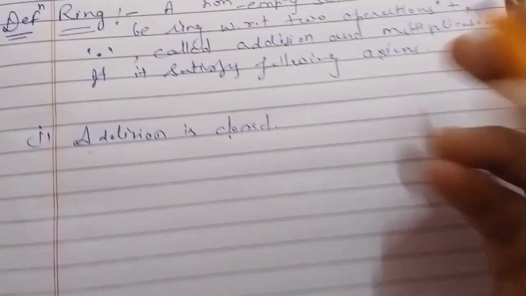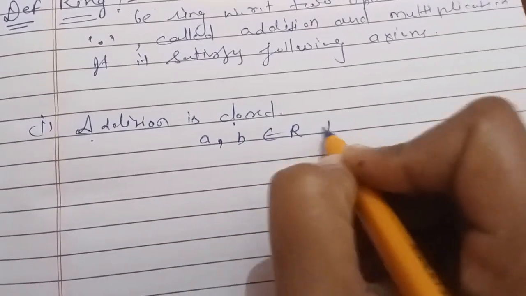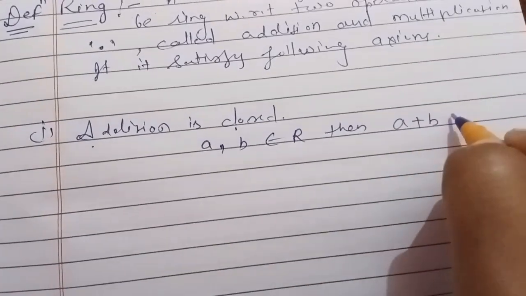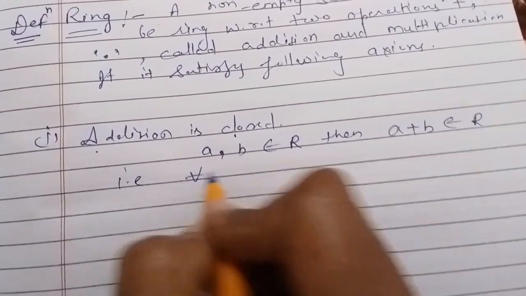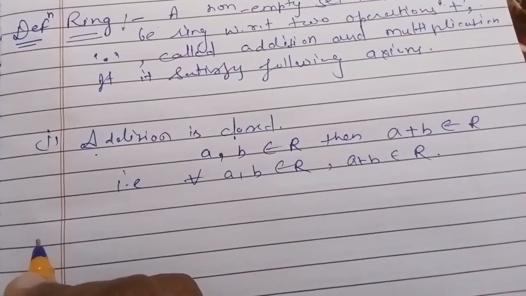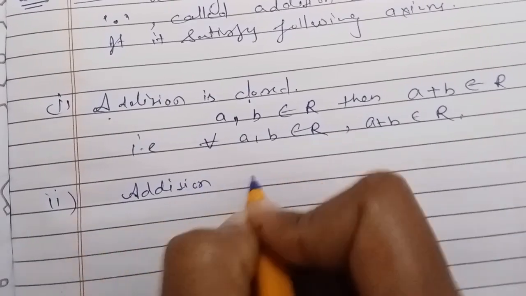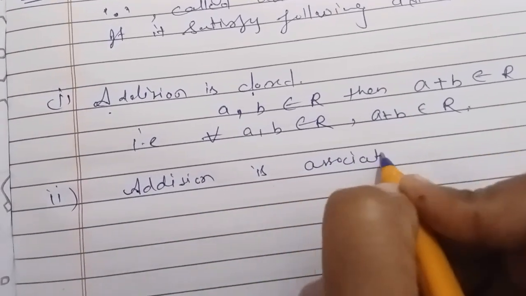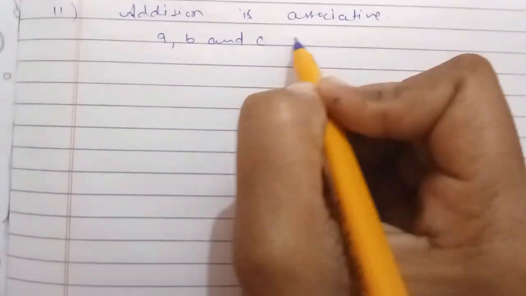Addition is closed means if we take two elements A and B belonging to R, then A plus B is belonging to R, that is, for all A, B, A plus B is belonging to R. The second property is addition is associative.